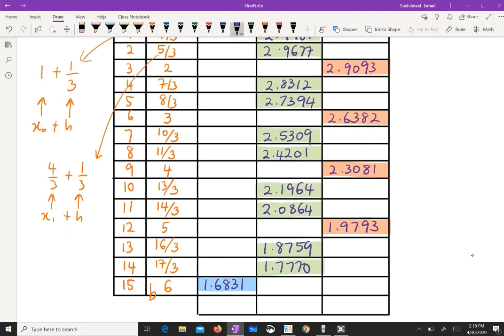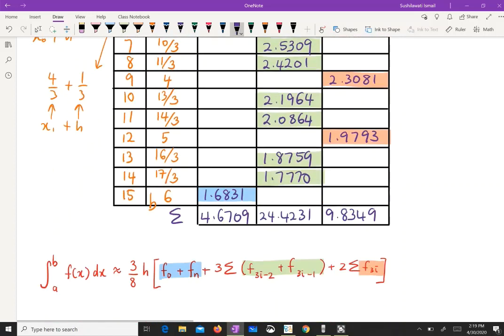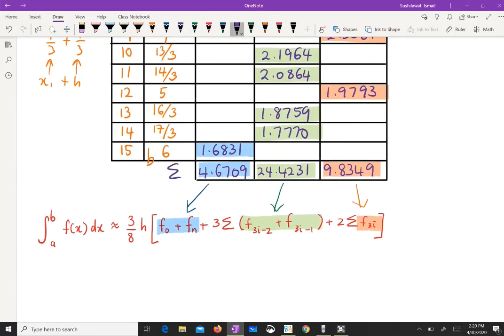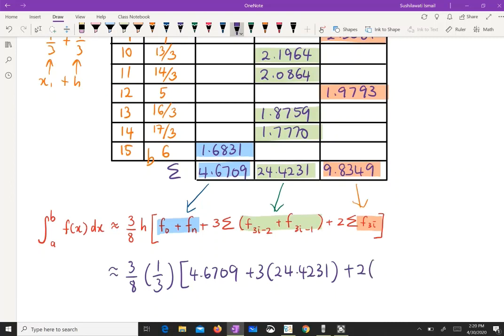Okay, once you complete the 15th row, you can sum up each column. And the last step, you substitute the values that you get from the table into the formula. So this value refers to this, and this value refers to this one. Then just substitute the values into the formula. So our h is 1 over 3, 4.679 plus 3 times 24.231 plus 2 times 349. So we got our approximation equals 12.2012. And it's done.